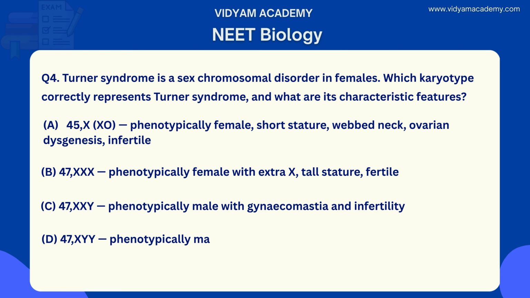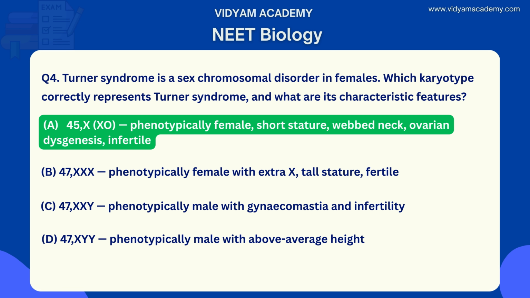Option C, 47 XXY, phenotypically male with gynecomastia and infertility. Option D, 47 XYY, phenotypically male with above average height. What is the answer? The correct answer is option A. Let's see how and why. Let's go to the detailed explanation of this question.